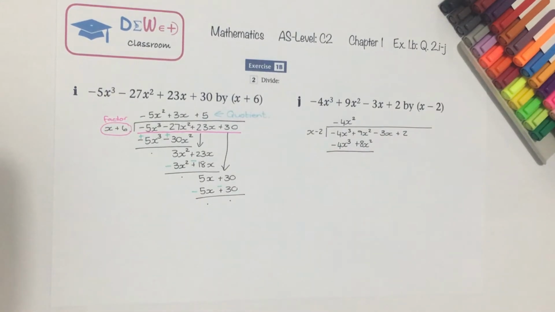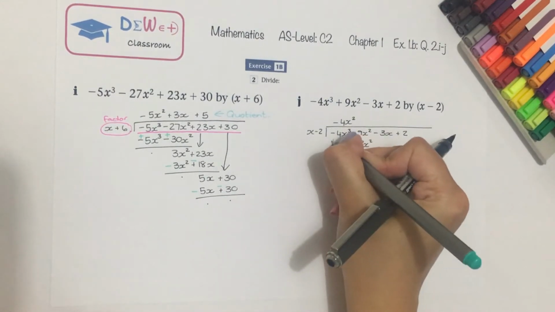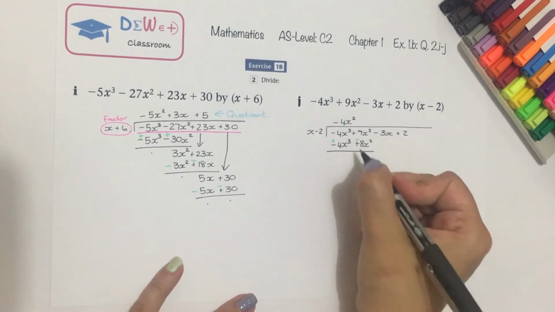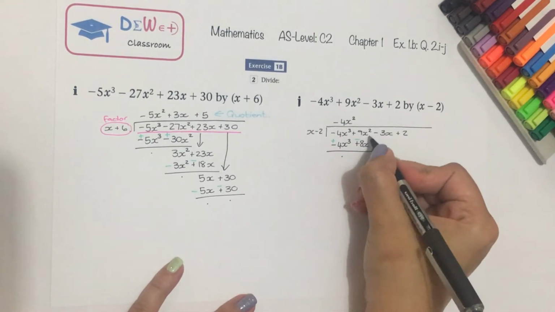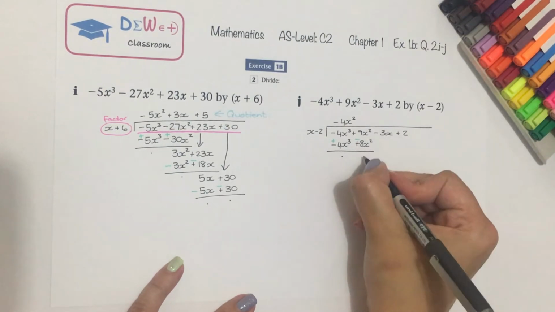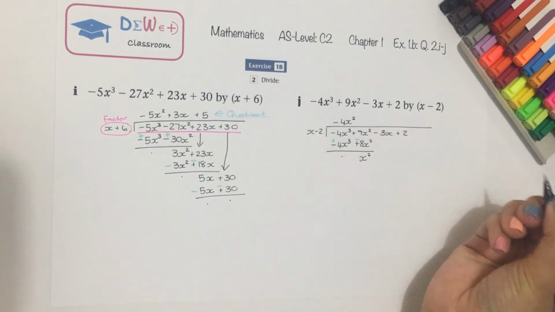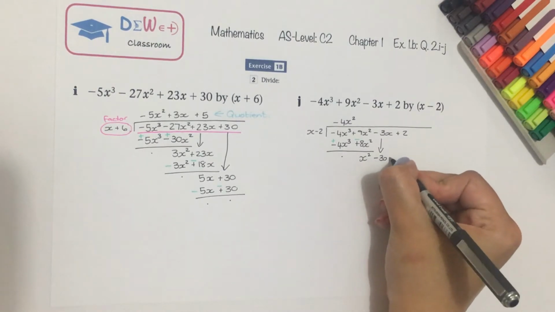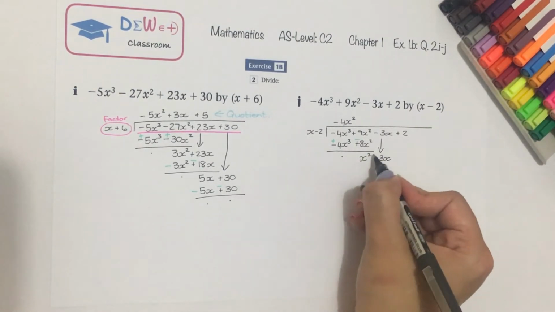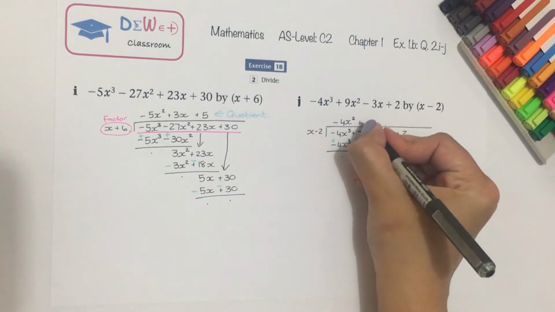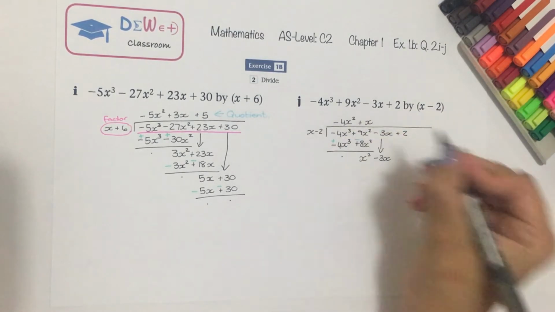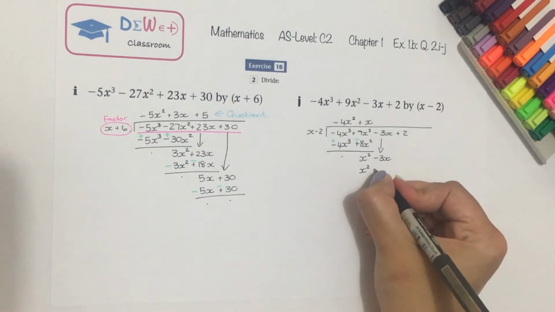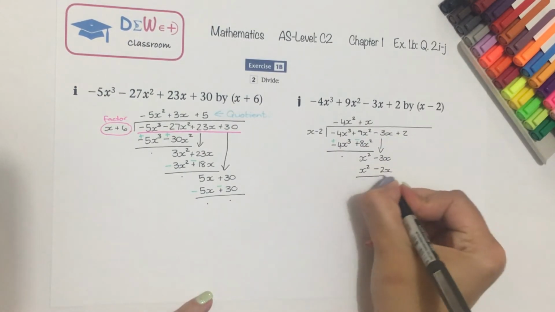And we need to subtract them from one another, so we change the signs. Minus 4x cubed plus 4x cubed is 0. 9x squared minus 8x squared is only 1x squared. We bring down the minus 3x. X squared divided by x is x. X times x is x squared. X times minus 2 is minus 2x.